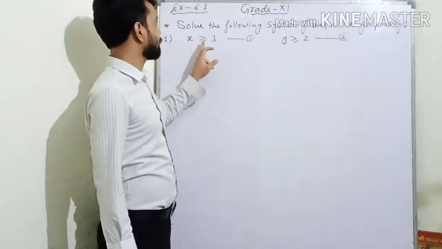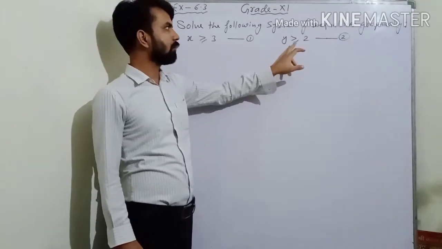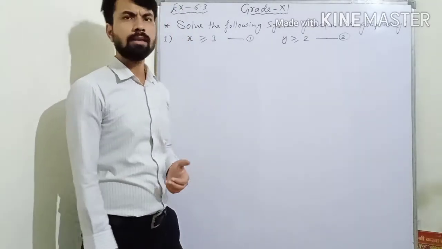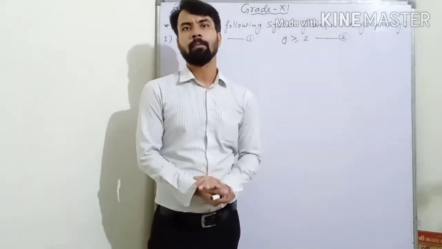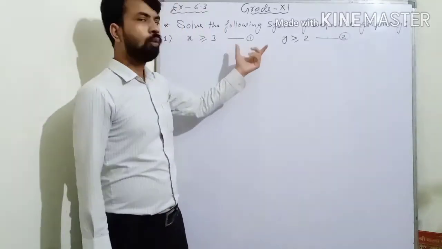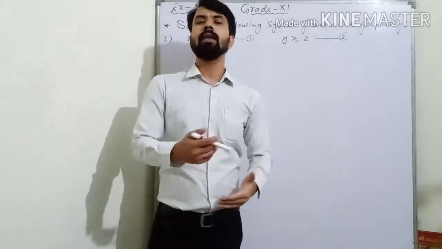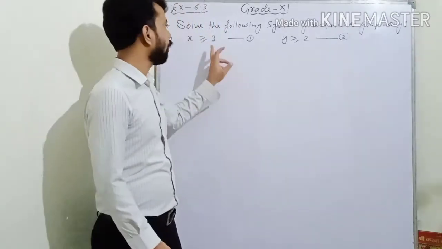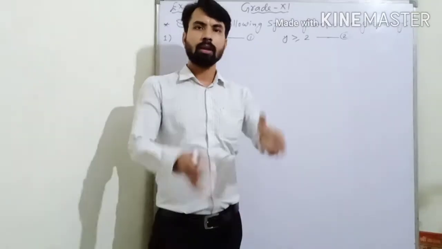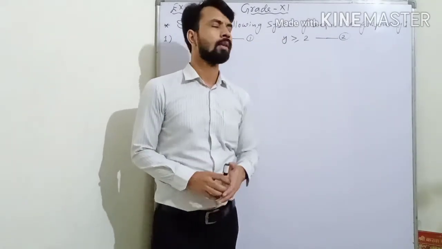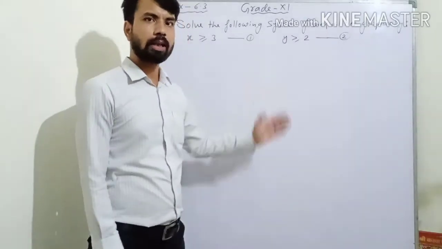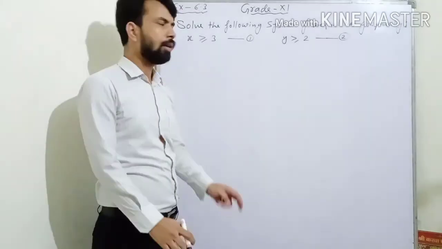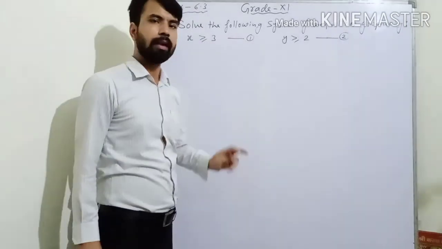First inequality is x is greater than or equals to 3 and second is y is greater than or equals to 2. Clear? In previous exercise, there was only one inequality. But now, two inequalities, three inequalities, four inequalities are given in this exercise. And we have to plot the graph of all the inequalities on the same graph. Clear? So let's start how to solve this type of question. So first of all, this inequality is given. So first we will have to draw the graph of these two inequalities.